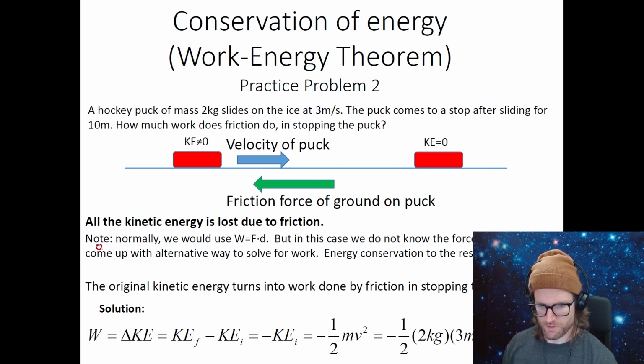Okay, so normally we would use work equals force times distance, but we don't know the friction force. So since we don't know the force, we have to use conservation of energy to solve the problem. So we know the original kinetic energy turns into work done by friction in stopping the puck. So the work done by friction is equal to the change in kinetic energy, and that's final kinetic energy minus initial kinetic energy, which is just minus initial kinetic energy, because this is 0. That's minus 1/2 mv squared. Plug in the numbers, we get -9 joules, and that's how much work friction did.